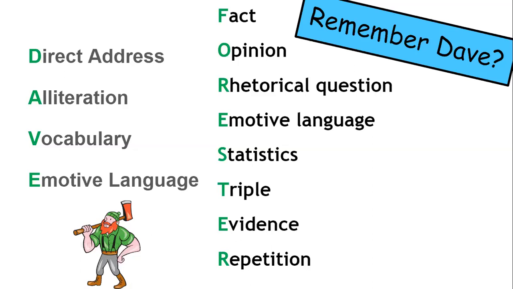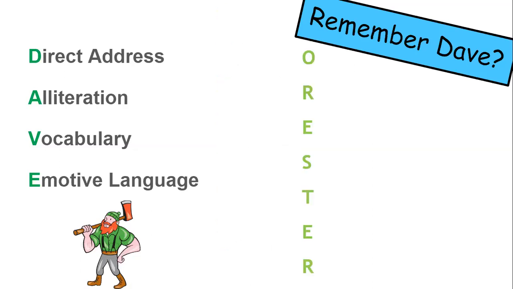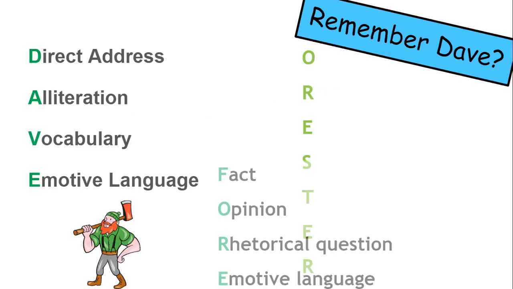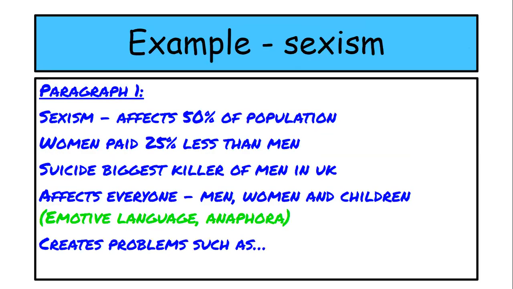So you want to remember Dave at all times, because even in your planning, you want to make sure that you've got a mix of those language devices in there. So remember, paragraph 1 is outlining general reasons for choosing this topic and talking about why you feel so strongly about this type of discrimination. So I'm going to show you an example. I'm imagining that I've chosen sexism as my area of discrimination to talk about. Okay, so this is how I would plan for paragraph 1.